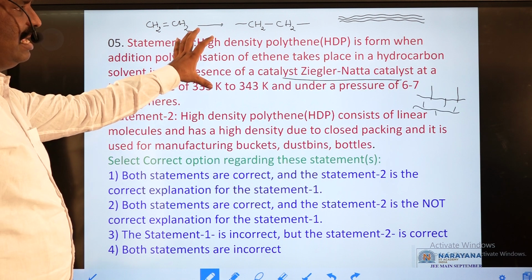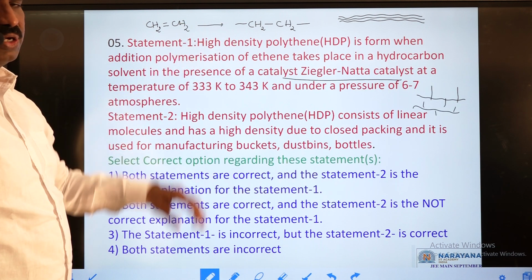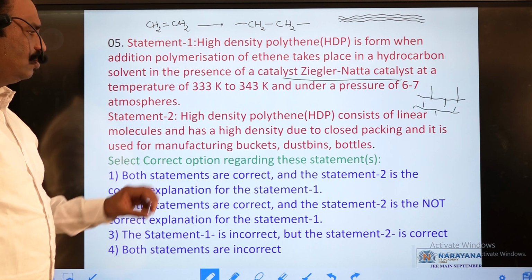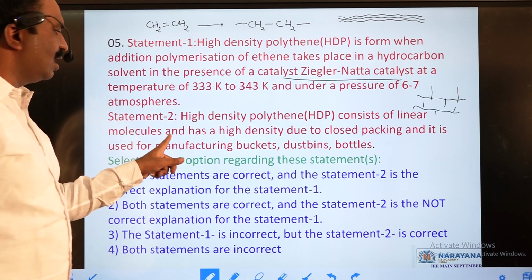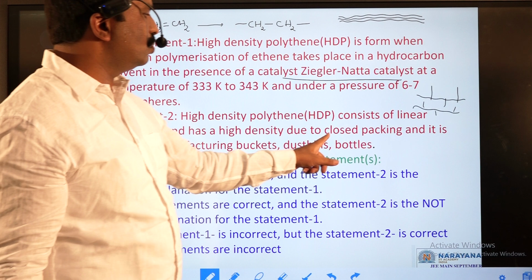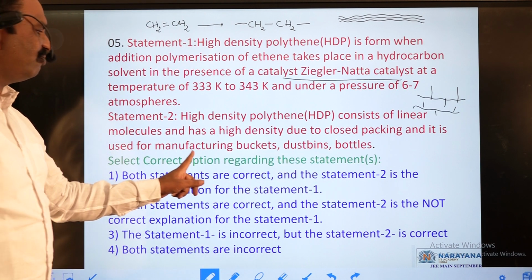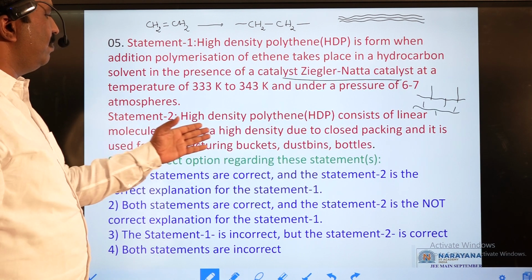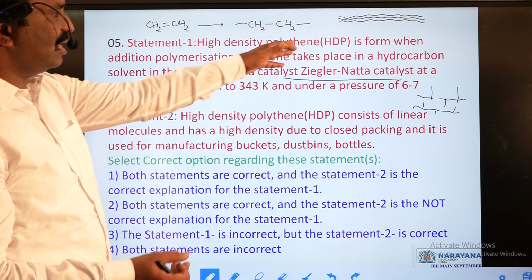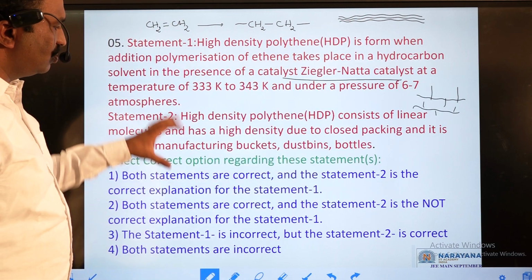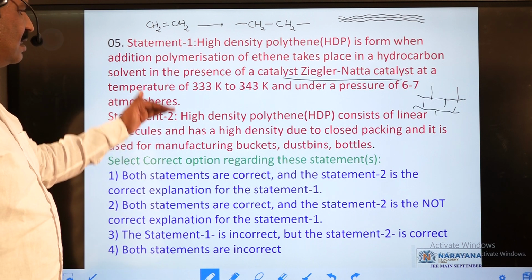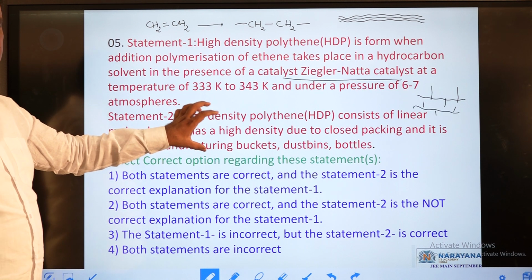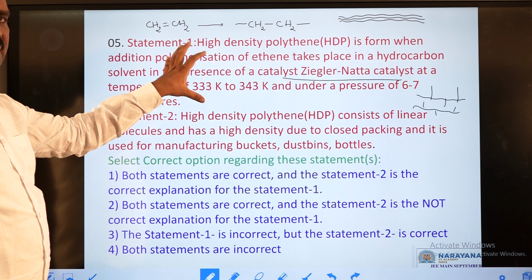This statement is directly taken from the NCERT textbook. We have this in polymers, a direct statement. Statement 2: High density polythene consists of linear molecules and has high density due to close packing, and it is used for manufacturing buckets, dustbins and bottles. That is correct, because the higher density of HDP is due to, as I already told you, the linear structure. So these two statements are correct, and it is the correct explanation. The high density is because of that close packed structure. I said already, this is there in NCERT.